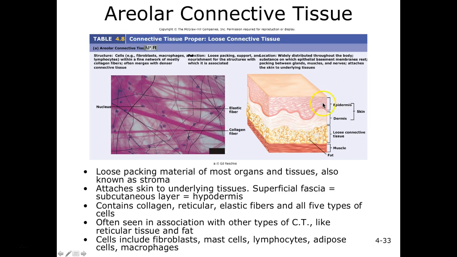So if you're looking at this image, here's our epidermis and dermis that creates our skin, and then this loose connective tissue that you see here is referred to as superficial fascia, subcutaneous tissue, subcutaneous layer, or hypodermis. So it's good to know all of those names. We'll have also in here some reticular fibers, although you can't see it in this image because it has to have a special stain, but it's in there. And we're going to have all 5 types of cells that we discussed previously.